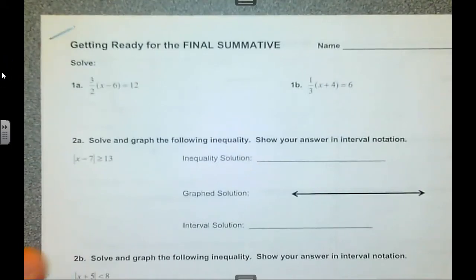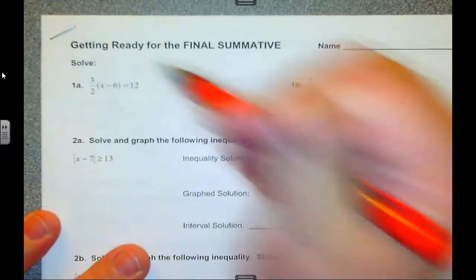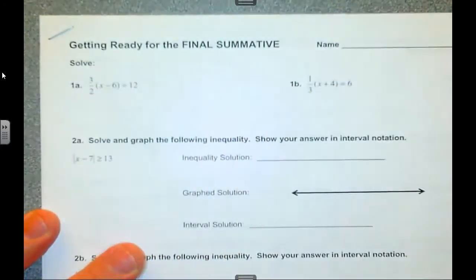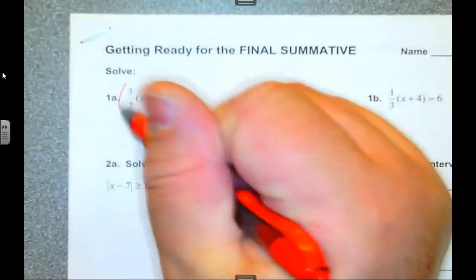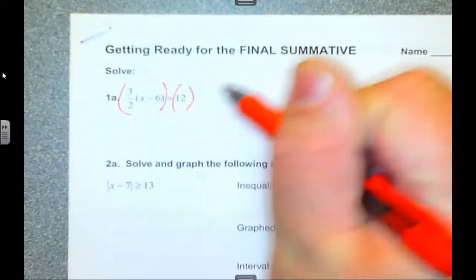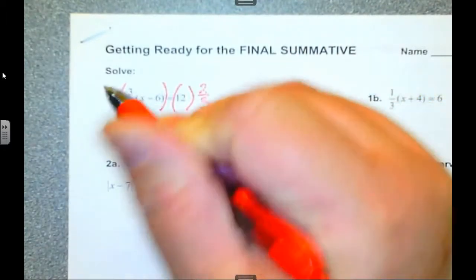Okay, let's do 1A. Easiest way to get rid of a fractional coefficient: multiply by the reciprocal. So I'm going to multiply both sides by 2/3.